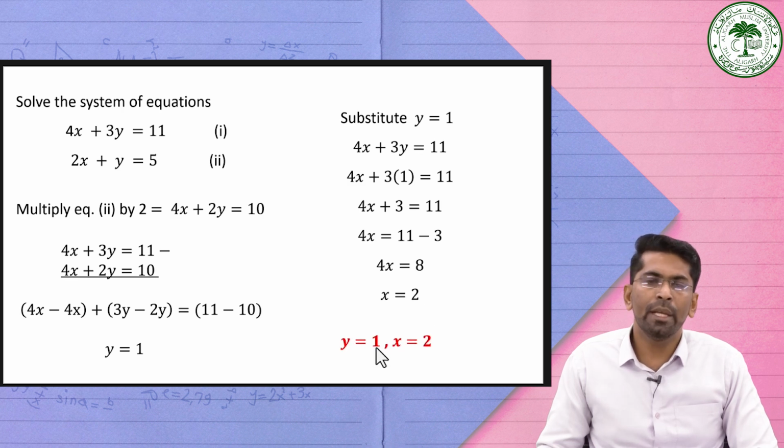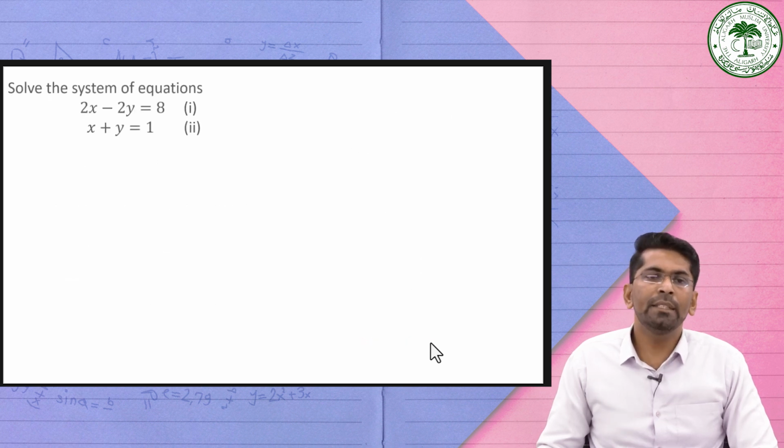Hence we have a solution here. The y is equal to 1 and x is equal to 2. So in this way we can solve this particular system of equations by using the elimination method. Let's consider one more example so that it will be more clear.